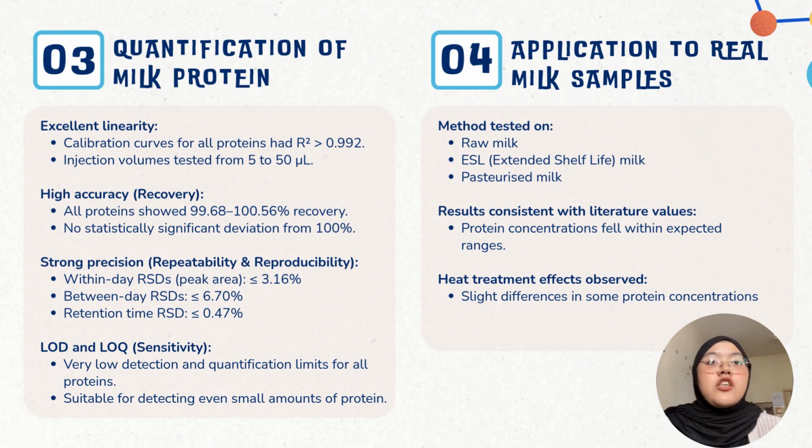Next is quantification of milk protein. On the quantification part, the method shows strong linearity, whereby R squared is more than 0.992, meaning that the results stay accurate even with different sample volumes. The recovery rates were very high, almost all around 100%, which shows excellent accuracy. Plus, it was sensitive enough to detect even small amounts of protein.